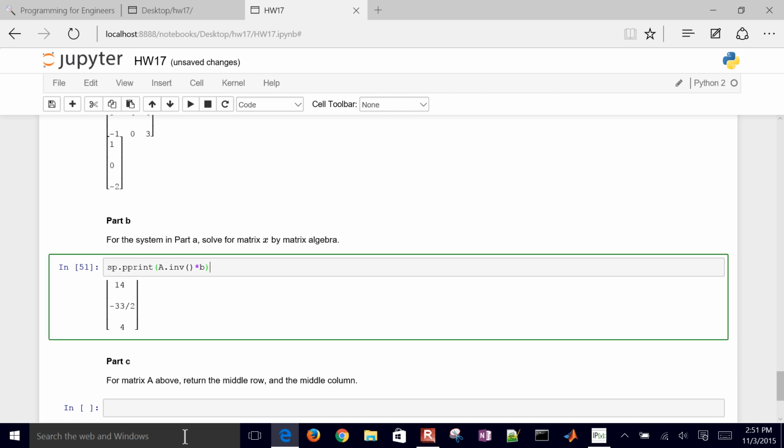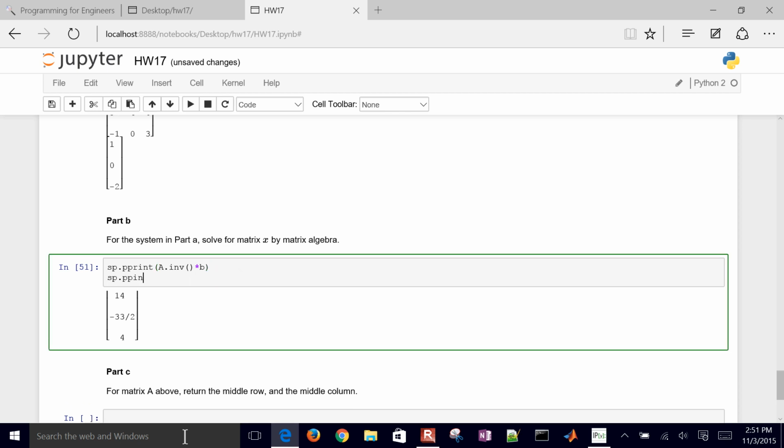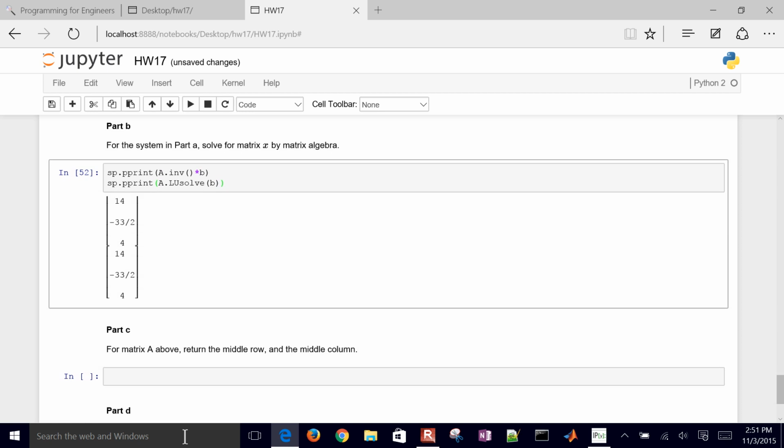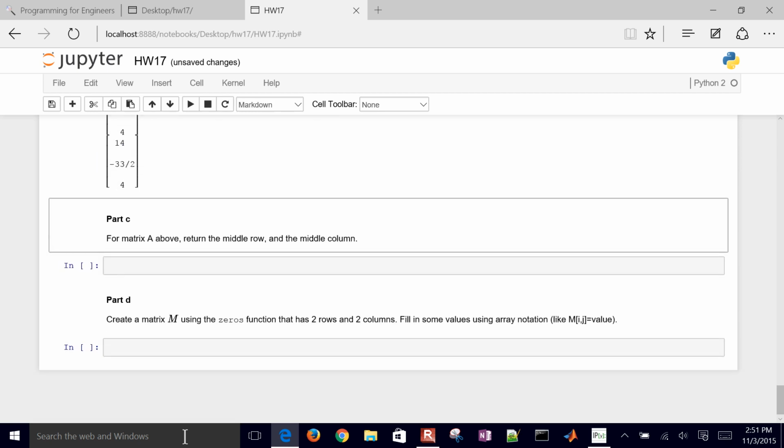Okay, another way to do that is, let's see, what is it? LU solve. That's a lower-upper form. It might be just a little bit more efficient for big matrices, but that would be the same answer that you'd get for the first one. Okay, so those are two different ways to solve this system.